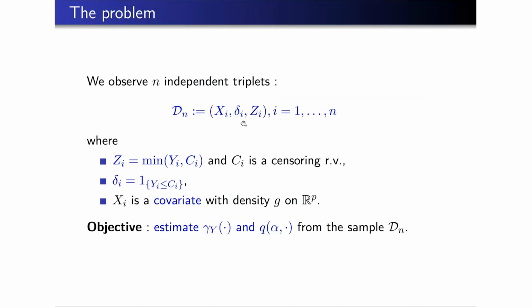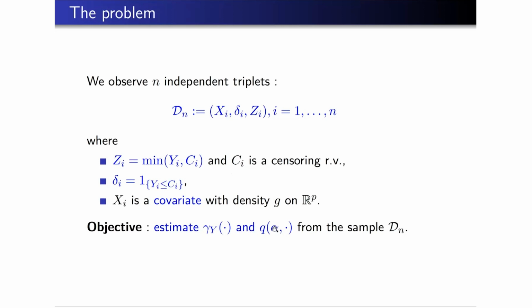Okay, so we don't observe the Y. We don't observe the Y, but we want to estimate gamma Y. This is the difficulty of this topic. What we observed is Zi and Xi, and delta i is the indicator function. Then the objective is to estimate gamma Y, and gamma Y is not observed.